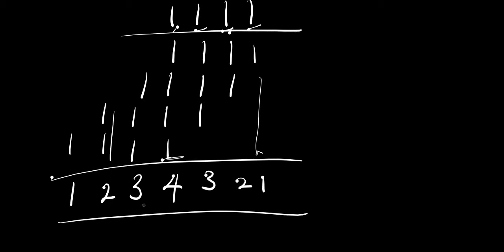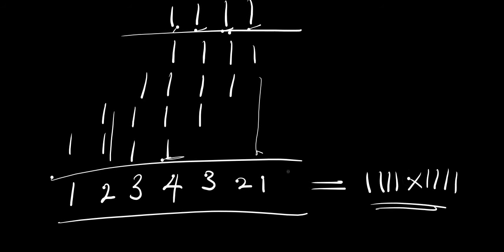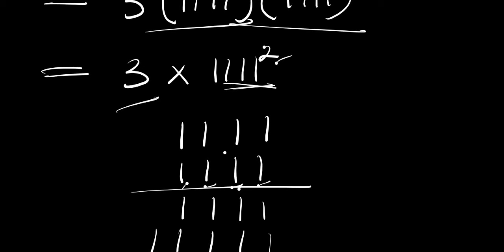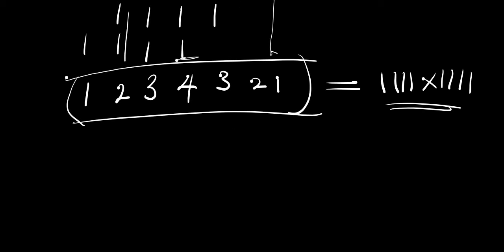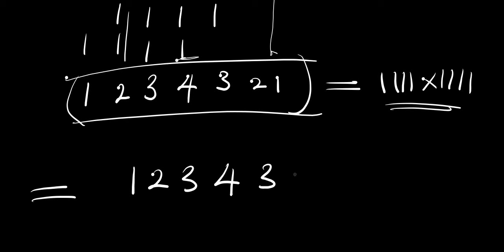So you bring down this one, you add this, you have 2, you add this, you have 3, you add this, you're going to have 4, then you add this, you're going to have 3 again, you add this, you have 2, and finally you have 1. So you have 1, 2, 3, 4, 3, 2, 1. So this is equivalent to saying 1111 times 1111. So we will make use of this value. And remember, we still have times 3. So we will multiply that value by 3. So we have 1234321 times 3.